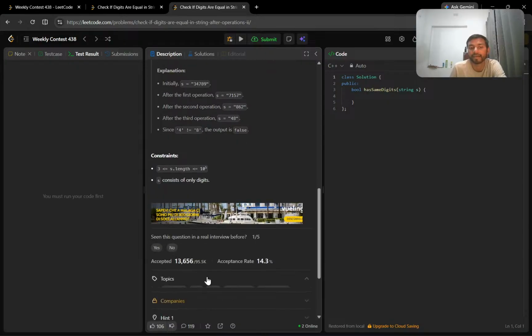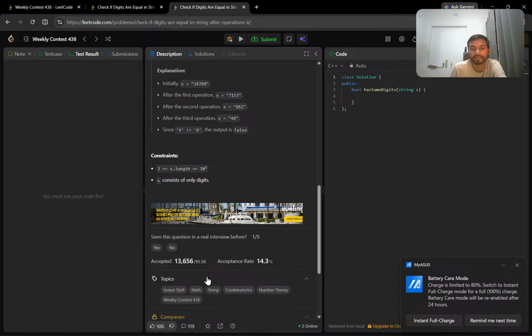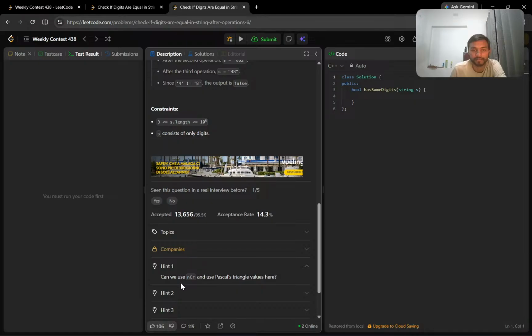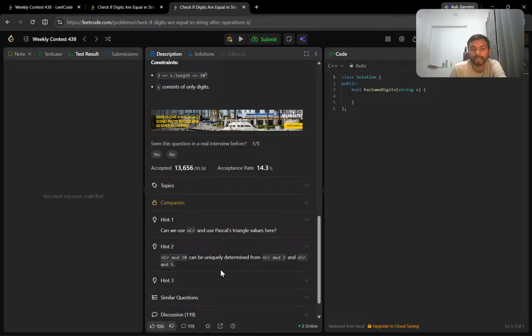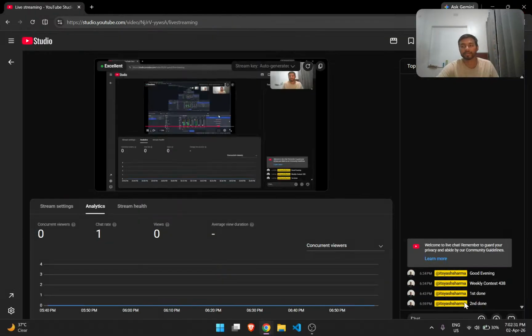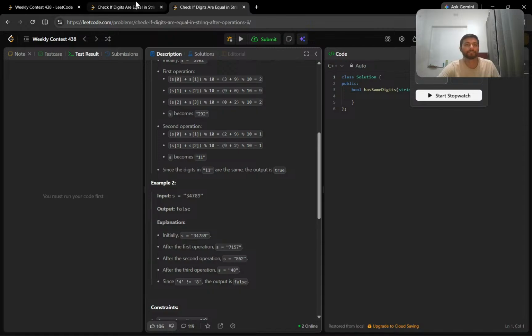So I'm taking the help of combinatorics. Okay, can we use the NCR and use Pascal triangle value? NCR mod 10 can be uniquely determined. Mod 2, mod 5. Use Lucas theorem. See, well, that's what I was saying. There would be something like a theorem or some sort of algorithm going to be used, until and unless you won't be able to do that. So yeah, that's true.